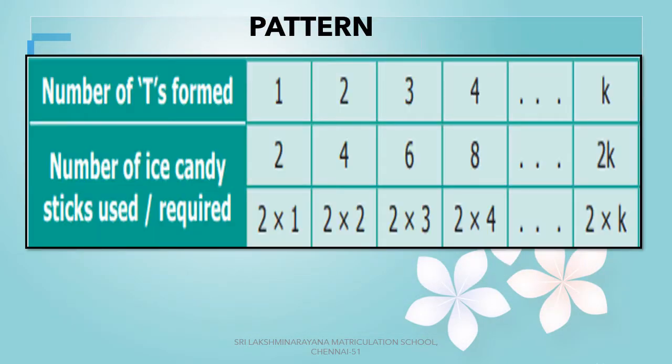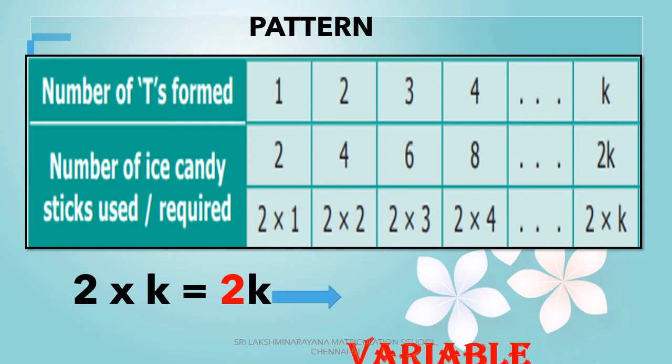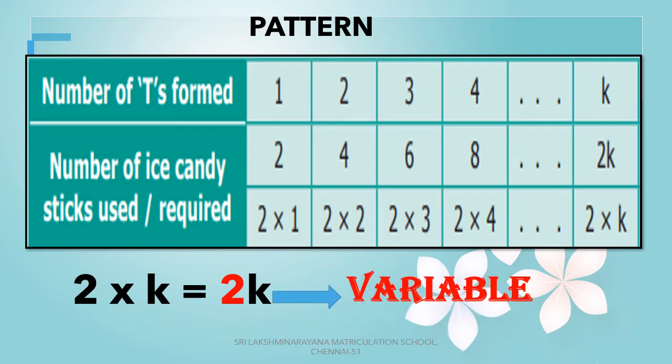I have continued the pattern and formed one table. Observe the table carefully. It is clear that if the number of T's required is K, then the number of sticks required by them will be 2 into K. So we can write that as 2K, where K is a variable. K is known as variable and 2 is called a constant.